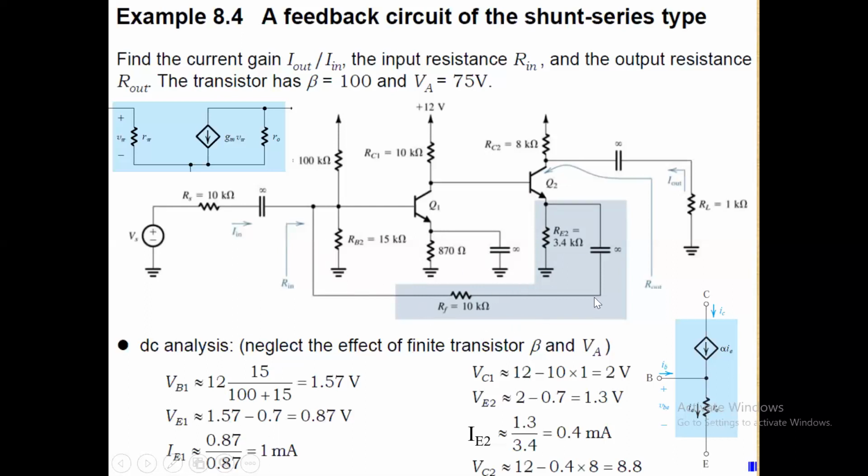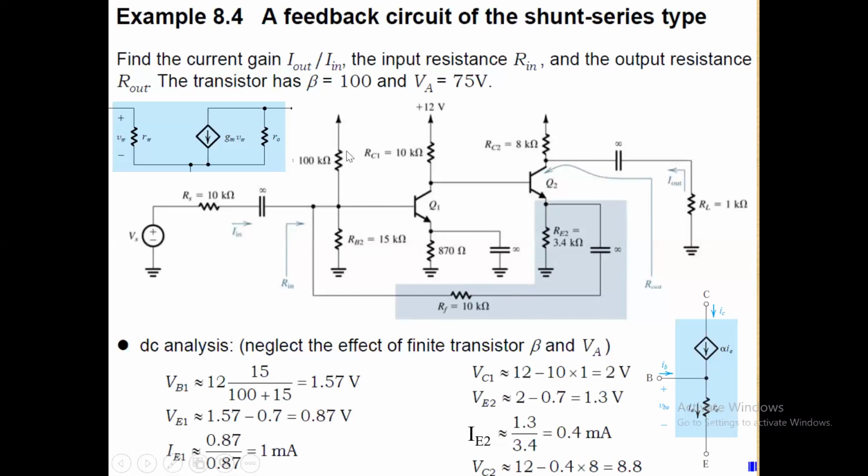And that will give you the feedback network. So the DC analysis for this is by neglecting the beta and VA. How do we find the voltage at the base, VB1? You have VCC multiplied by RB2 divided by RB1 plus RB2, which we have written over here: 12 multiplied by 15 divided by 15 plus 100. That is the value which we have written here.